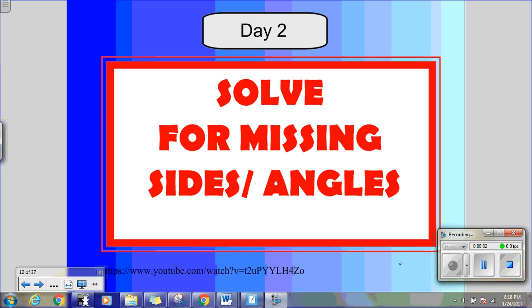Alrighty, this is Unit 8B, Day 2. We're still using trigonometry, and today we're going to use trigonometry to find missing sides and angles.